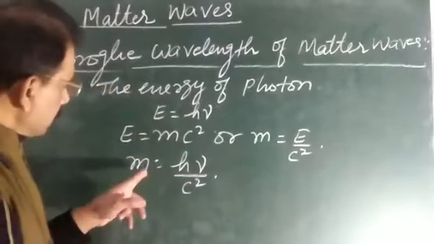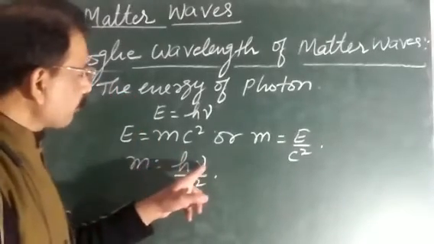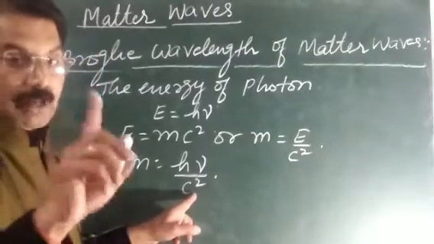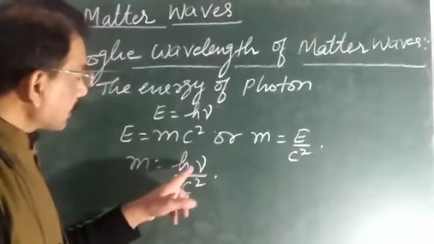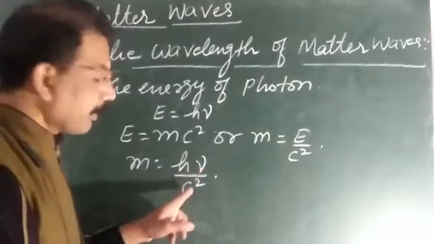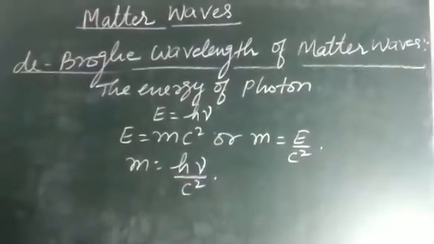Remember this, the rest mass of the photon is 0, but the moving mass is not 0. So this is the moving mass, or the kinetic mass, of the photon, which is given by m is equal to h nu upon c square.